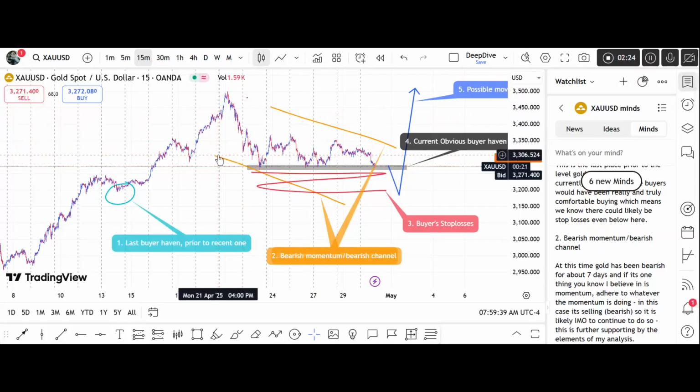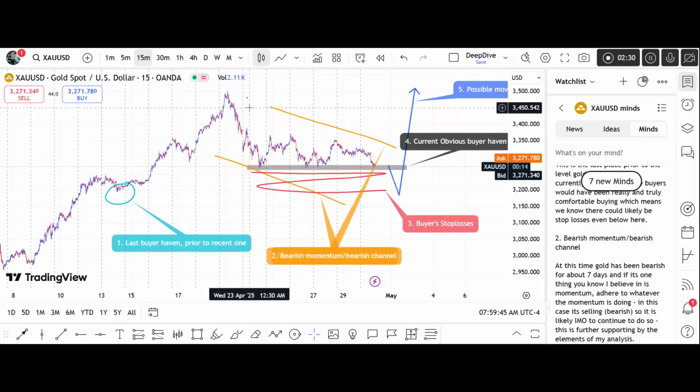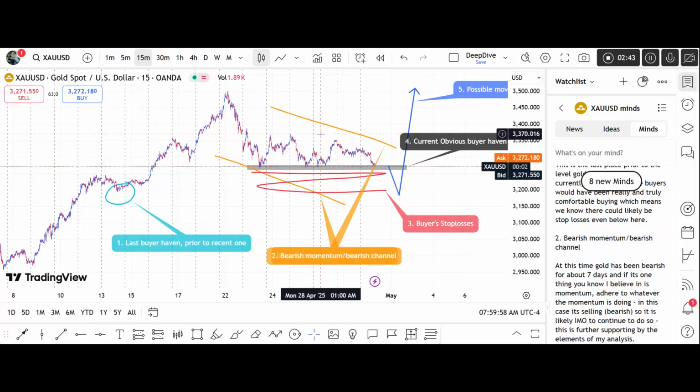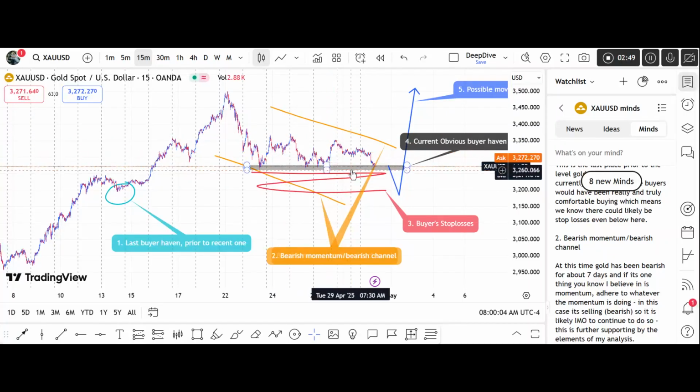But we know that it's been in a bearish channel or in bearish momentum for the last 7 days or so, right? And again, if you understand how I speak about momentum, you'll understand that whatever the market is doing momentum wise, it is very, very likely to continue to do so. That's just how it works. It's very likely to continue to do so. So if it's been bearish, it'll probably continue to be bearish, right?